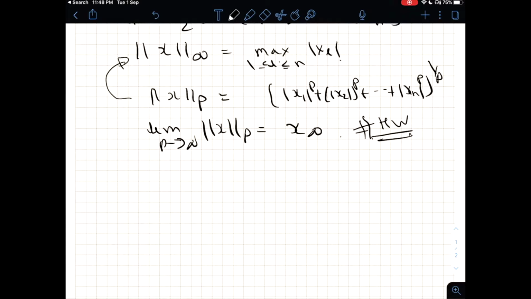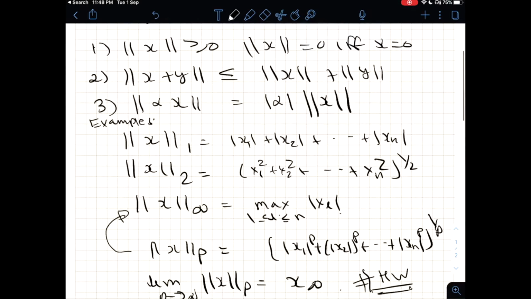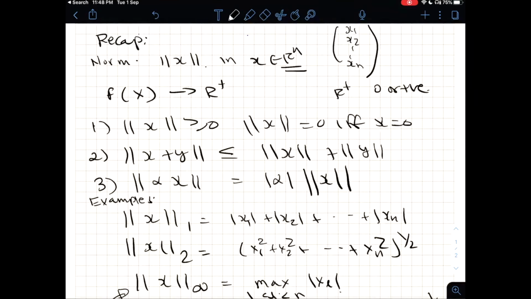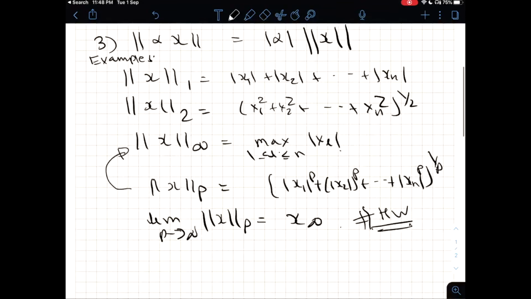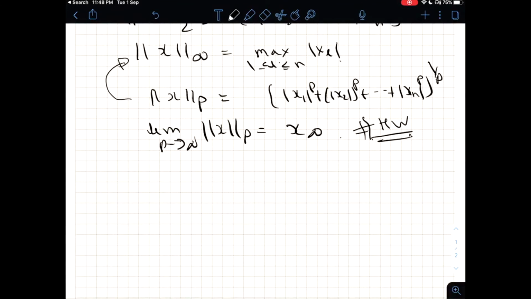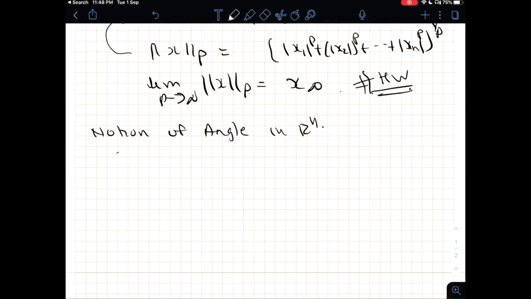Now, I have not checked the triangular inequality in any one of these. With progression of time, I will probably check. But I want you to study and think about the triangular inequality and try to prove them to the extent possible. Now, today I am going to develop the notion of angle in Rn. And for that purpose, I am going to stick to the particular second norm or the Euclidean distance.